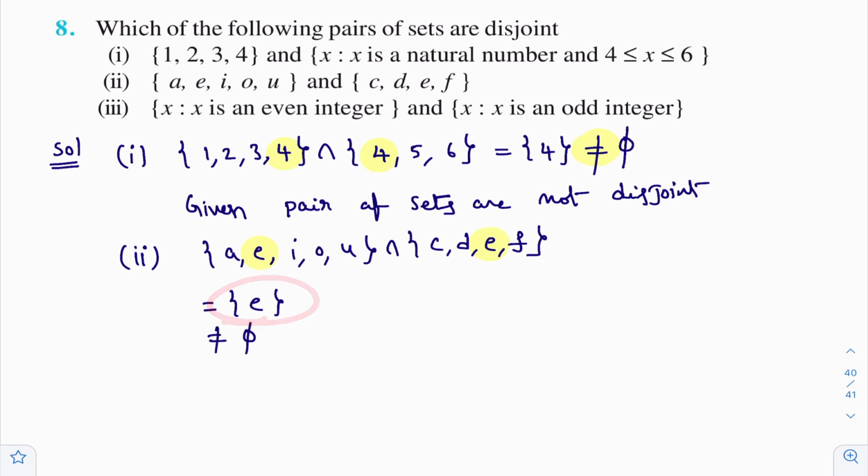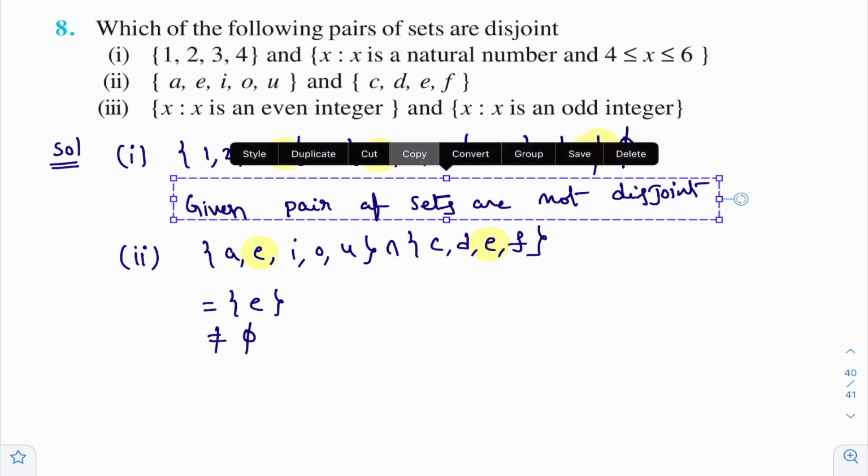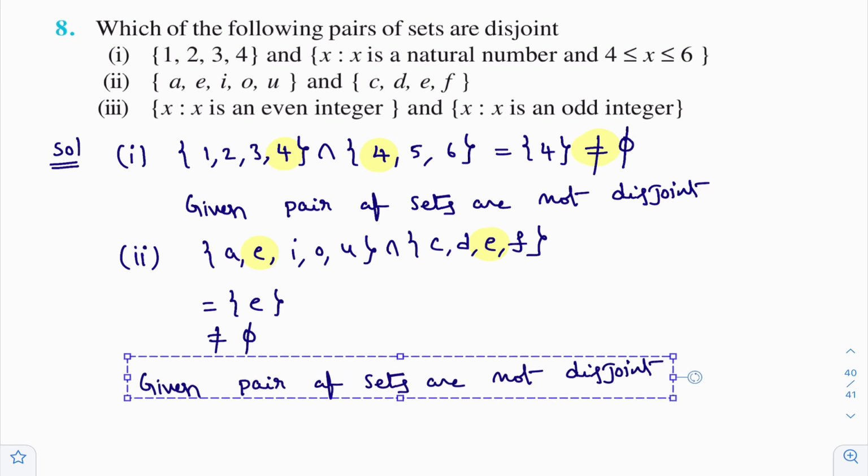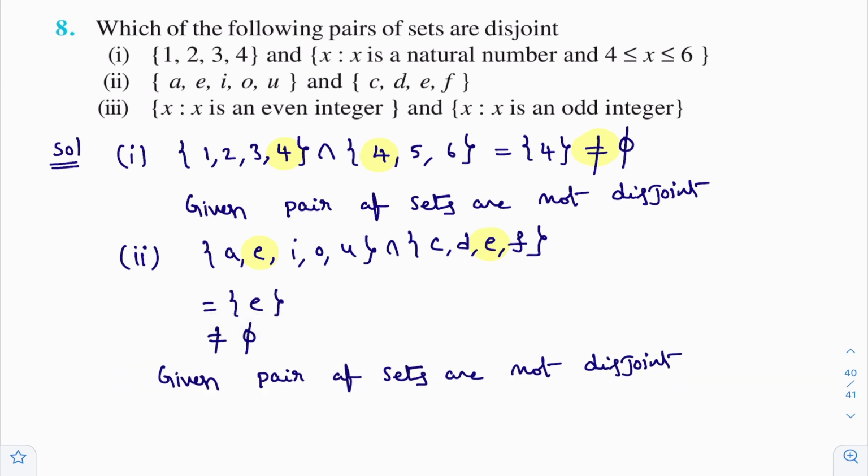So their intersection is non-empty. So what can I say? I can say that the given pair of sets are not disjoint. I hope you got this point.